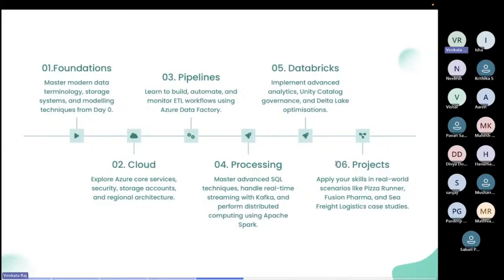Now, just because projects is listed here as the sixth item doesn't mean we are going to do projects towards the end. We are going to do it on the fly. So when we are talking about pipelines, only then are we going to prepare projects. Similarly, in the processing window, we are going to prepare the projects here. Same goes for Databricks. So you will be discussing topics and immediately you will do a project. And I am going to do that project and I'll explain how it happens. Okay, so that's a high level overview.